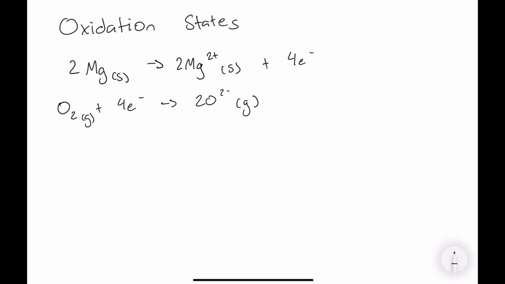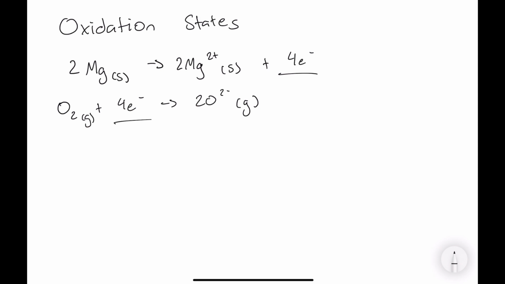Usually when we see redox reactions, they are written in half equations, like these two. And with half equations, it's really easy to see which element is undergoing reduction and oxidation, because we can see the movement of electrons. We can see magnesium is undergoing oxidation because it's losing electrons, and that the oxygen is undergoing reduction because it is gaining electrons.